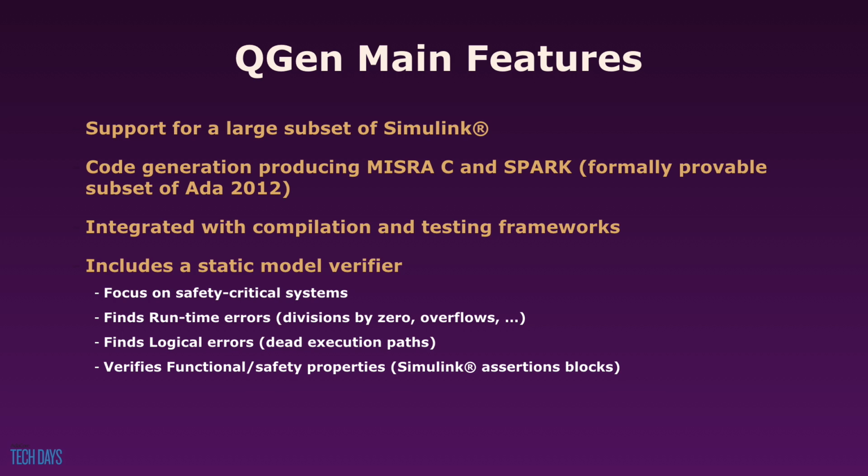And if you do put assertion blocks in your Simulink model, that's essentially a mechanism for writing requirements at the Simulink level, lower level requirements perhaps, but they are checking the values of various signals and so on. Those are translated into Spark, for example, and then they are verified by CodePeer.